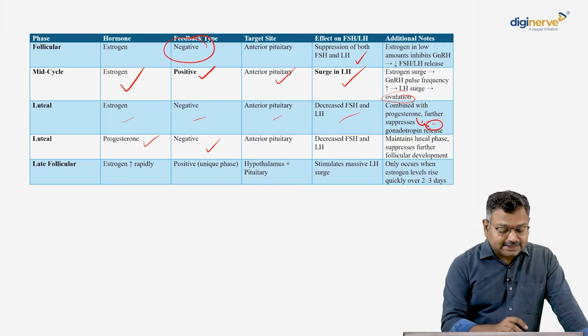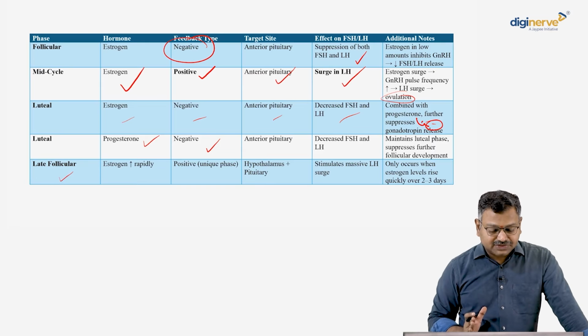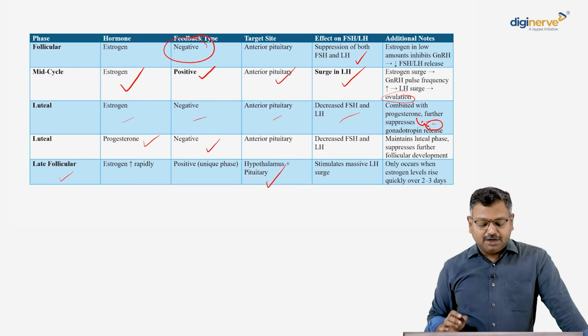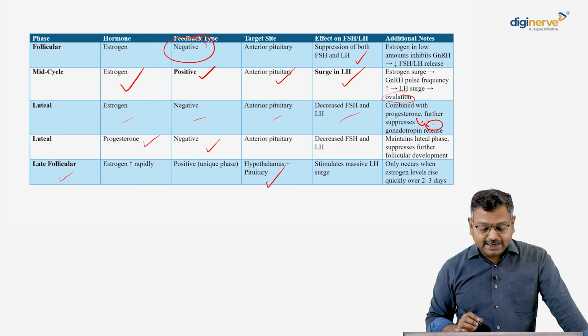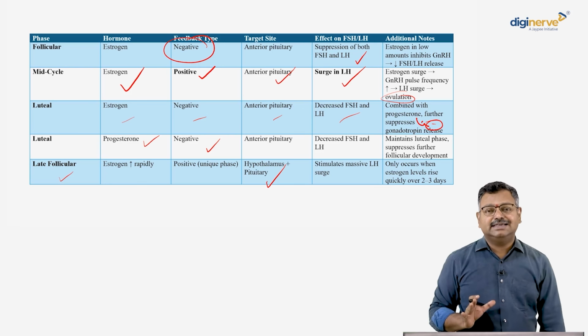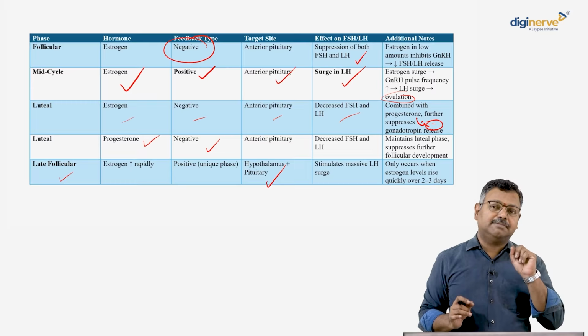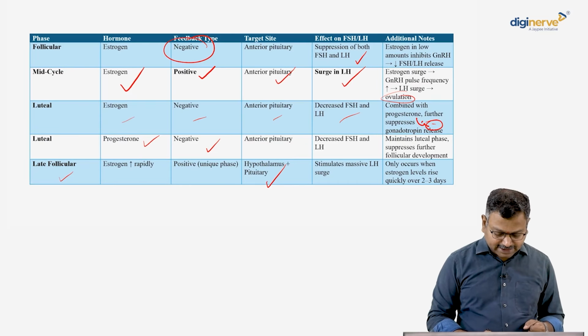And the late follicular phase is where the estrogen rapidly rises. This is a unique phase where the estrogen surge acts on the hypothalamus and pituitary, and both GnRH and LH will increase. Simultaneously, there is a massive LH surge, we are seeing positive feedback, and it occurs for only 2 to 3 days. So this is the cycle. You have to remember what is happening, what is positive, what is negative, and what happens in each sequence.